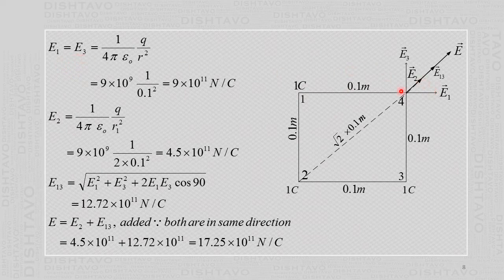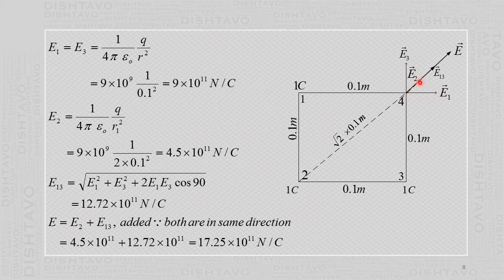By the formula of the electric field due to a point charge, 1 upon 4 pi epsilon 0 times q by r square. Here 1 upon 4 pi epsilon 0 is 9 into 10 raised to 9. The charge is 1 coulomb and r is 0.1, in both the cases. When you calculate this, you will get 9 into 10 raised to 11 newtons per coulomb, because electric field is force per charge. So we have found the electric fields E1 and E3.